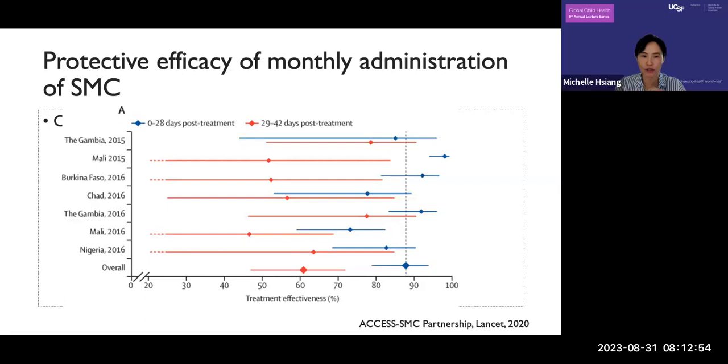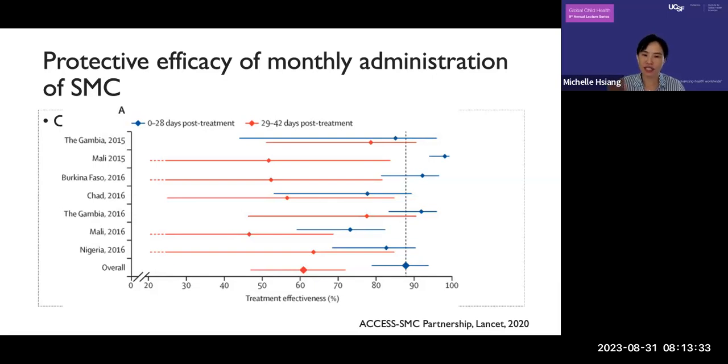This is a review. It was a case control study after SMC had already been rolled out. And you can see that across countries, after 28 days, after a month, shown in red, the drug becomes less effective at preventing infection. Whereas within a month, it's highly effective at preventing a child from presenting with malaria.